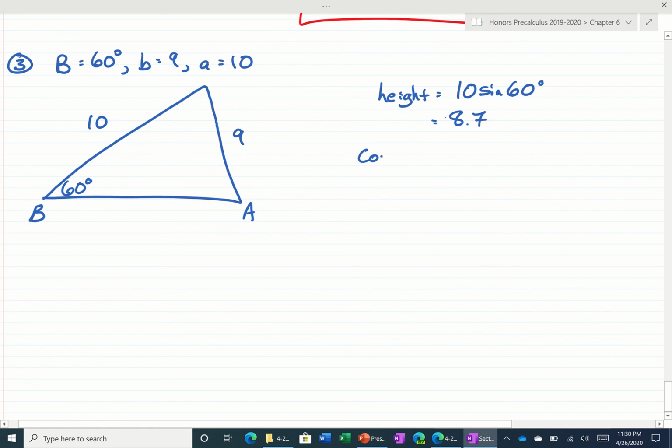Next we compare the side opposite the angle with the other side. Side opposite the angle is smaller than the other side. So in this case, there's two triangles. So the way that we always do this is we find the normal triangle first.